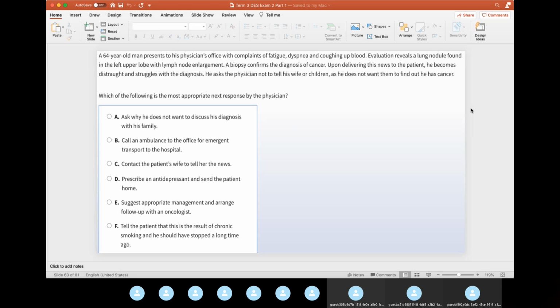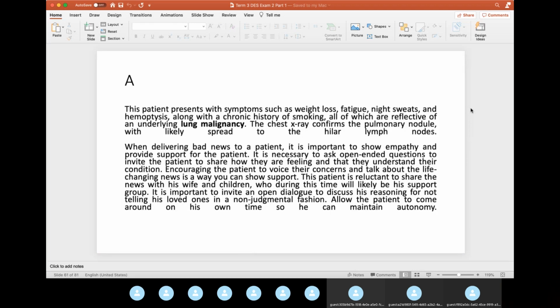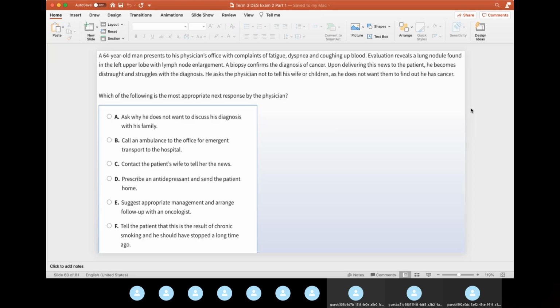Any other answers? This is the last question. I have more, but you can read them, right? So it's A, all of you agree? It is A. So this patient has lung malignancy. Why? Because the patient actually asks you, right? Patient's autonomy. He asks you not to tell your wife or children.